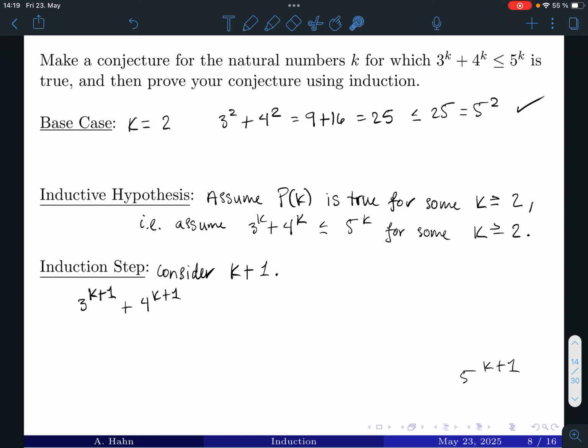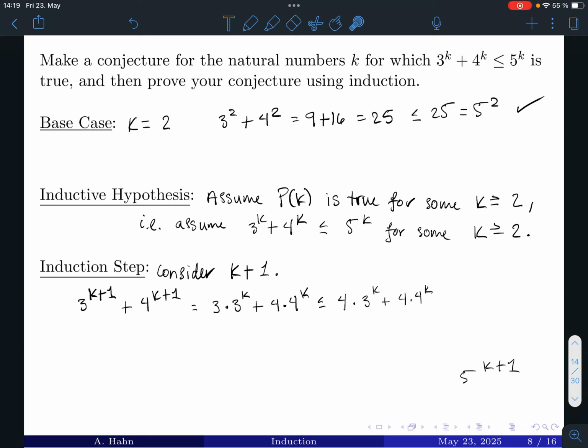So what I'm going to do is try to rewrite 3 to the k plus 1 plus 4 to the k plus 1 as 3 to the k plus 4 to the k. The first thing I'm going to do is rewrite this. So this is 3 times 3 to the k plus 4 times 4 to the k. And then I'm going to say, well, this is less than or equal to 4 times 3 to the k plus 4 times 4 to the k.